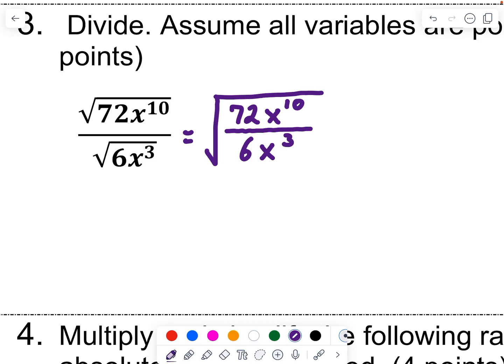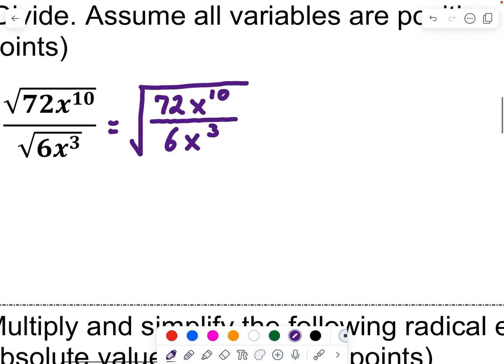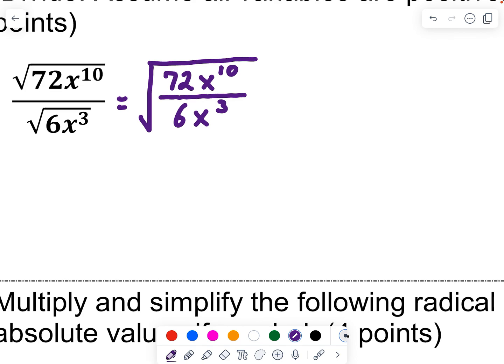Okay, and writing it like that, I can more readily see what I can be simplifying here. I can simplify these numbers right here, 72 divided by 6, which is going to be 12. And I can simplify all these x's right here. So let's do that. Okay. This is going to give me the square root of 12, and then I have x to the 10 over x to the 3 is going to give me x to the 7.